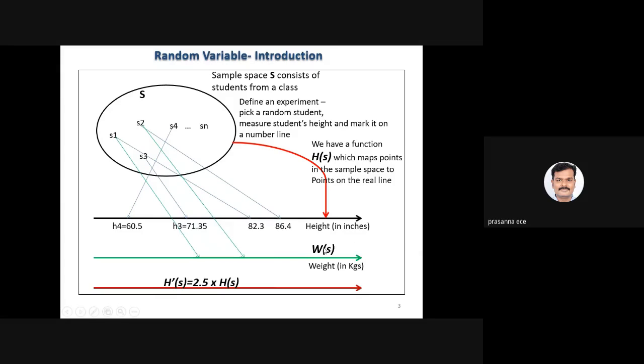We have w of s, which is the weight of all the students. That is one particular random variable. We have h dash of s, which is again another random variable. What is the difference between h of s, w of s, and this h dash of s? Can you observe any difference between h of s and w of s? These two are of a similar kind. H of s and w of s are similar, but this h dash of s is somewhat different. What is the difference?